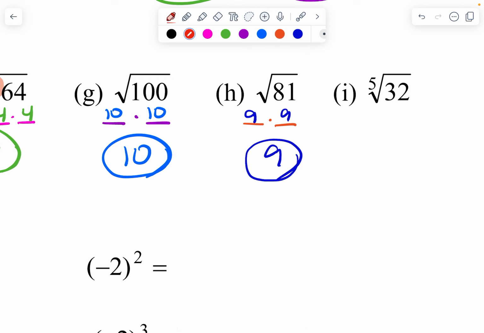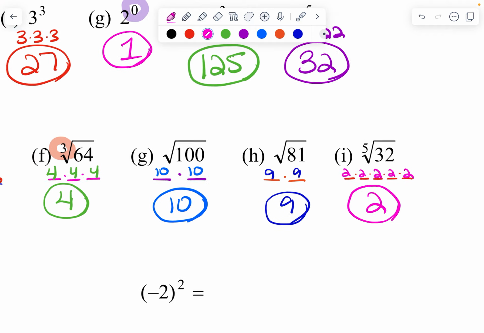And part I, 1, 2, 3, 4, 5 little blank spots. And they all have to be the exact same number to multiply up to 32. That's going to be 2 times 2, which is 4. 4 times 2 makes 8. 8 times 2 is 16. And 16 times 2 makes 32. So the 5th root of 32 is 2.